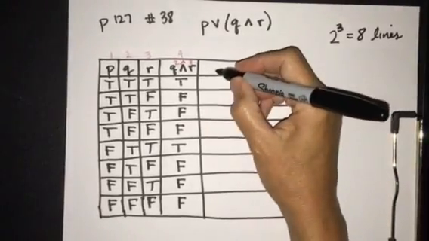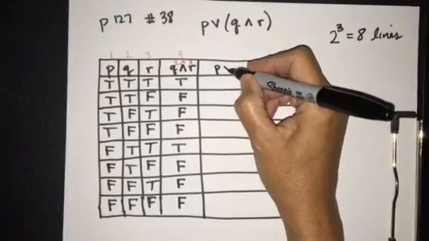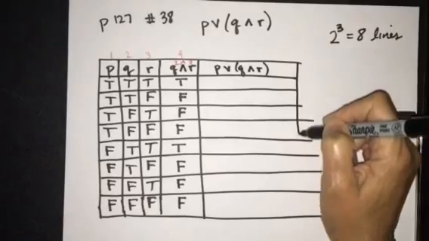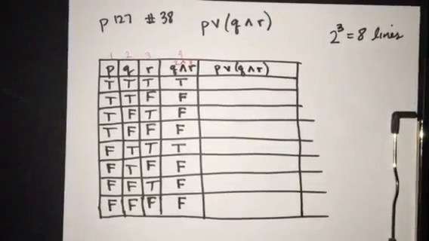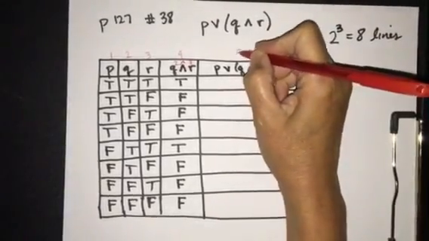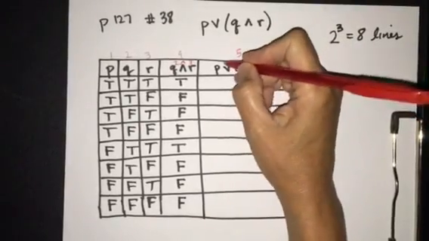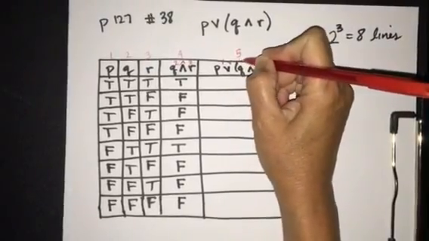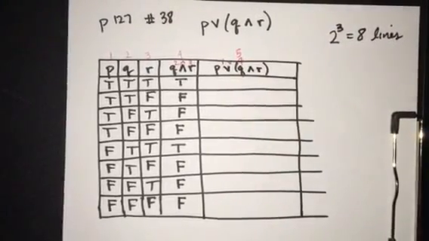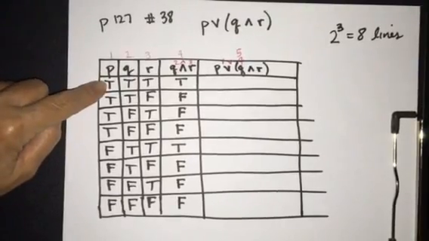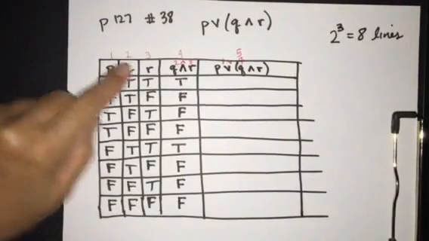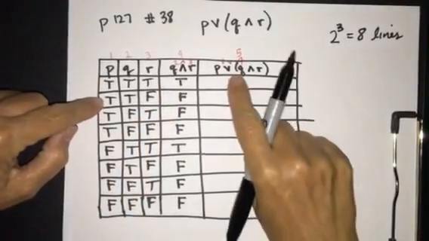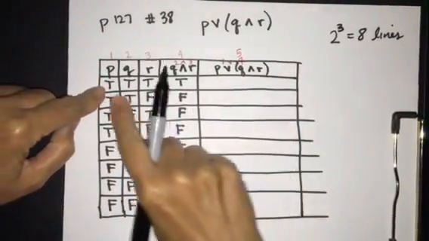Our next and final column is P or, Q and R. I'll close off my little chart there. This is column number 5. And column 5 is column 1, connected by or, to column 4. On the first line, P is true. In column 4, I have true. The connector is or, the word or.